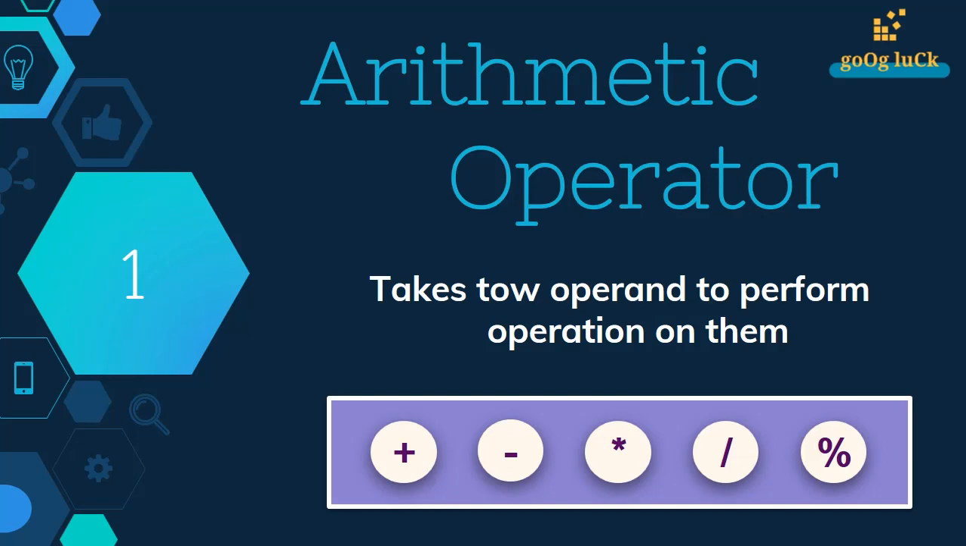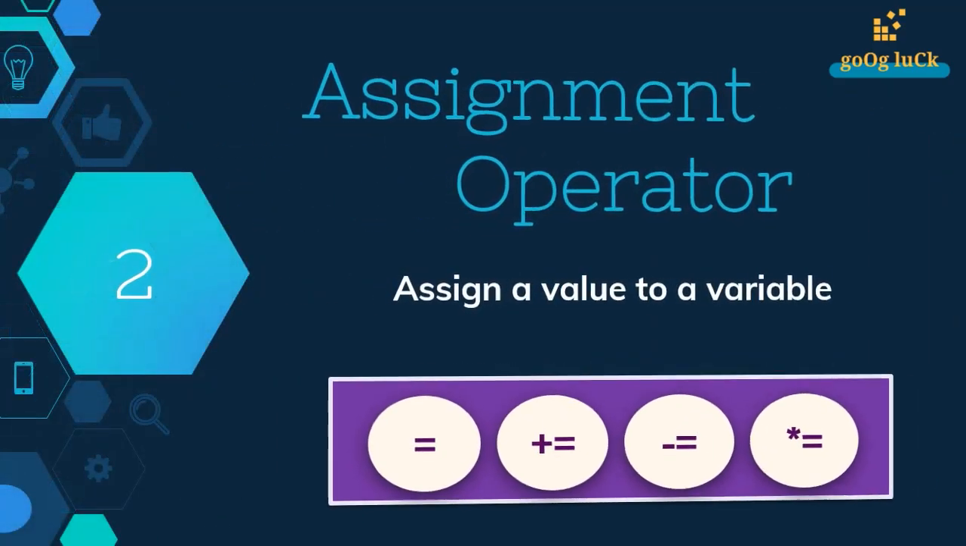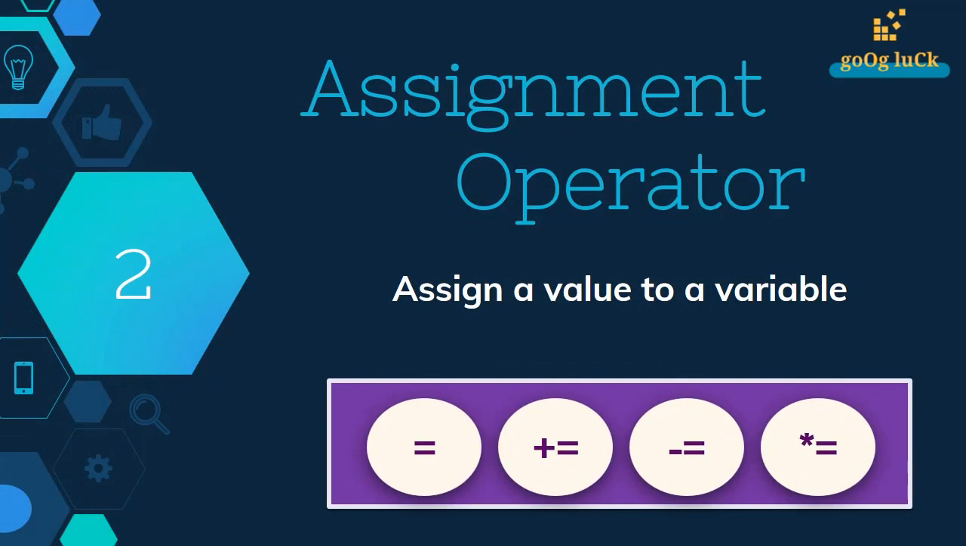Let me just show you one more example. Like 3 plus 5: 3 and 5 are the operands, and plus here is the arithmetic operator. 10 minus 14, again, minus is the arithmetic operator. 2 mod 1, mod is the arithmetic operator. Let's move ahead. Next we have the assignment operator.